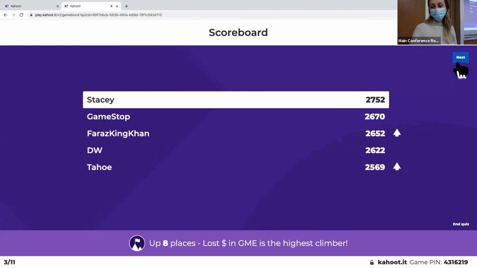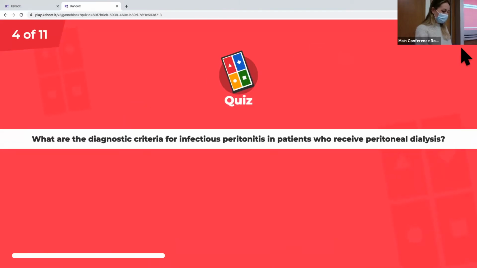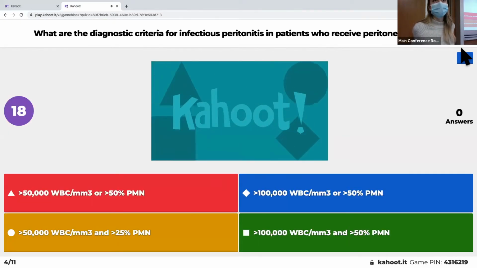Okay. What are the diagnostic criteria for infectious peritonitis in patients who receive peritoneal dialysis?